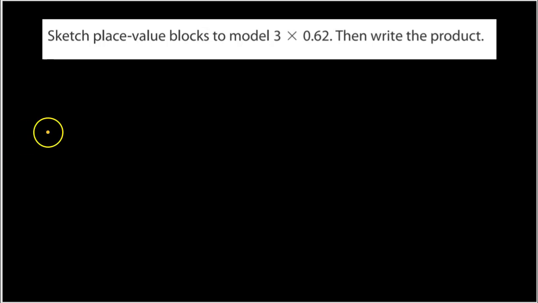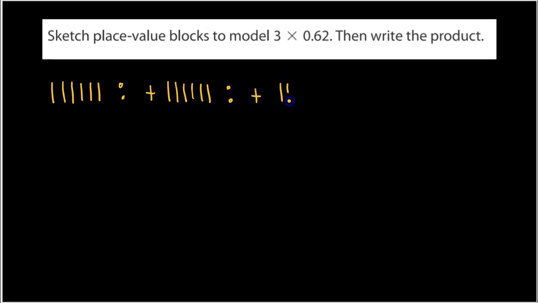So this one says sketch place value blocks to model 3 times 62 hundredths and then write the product. Okay, so once again, my flats, my tenth sticks, as I call them, and then my hundredths. So I need 6 tenths, 1, 2, 3, 4, 5, 6, and then 2 hundredths, 1, 2. I'm going to do the same thing, and I'm adding them 3 times. So I've got my tenths and my hundredths, and I've added them 3 times because it's 3 times.